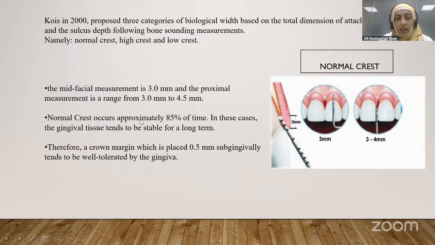Normal crest occurs approximately 85% of the time, and in these cases, gingival tissue tends to be stable for a long time. Therefore, a crown margin which is placed 0.5 mm subgingivally tends to be well tolerated in a normal crest patient. In this diagrammatic representation, we can see the mid facial measurement is 3 mm and interproximally it is 3 to 4.5 mm. So in this case, we can safely give a subgingival margin of the restoration of 0.5 mm. When we give a margin of 0.5 mm, there is still 2.05 mm of space left, which is safe and well tolerated by the patient after giving the restoration.